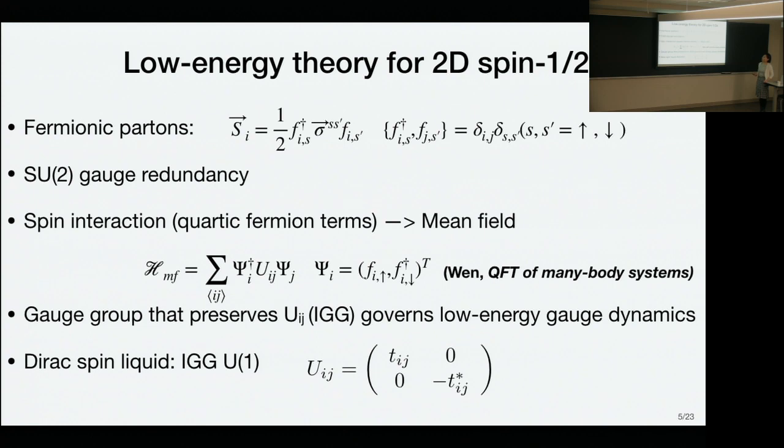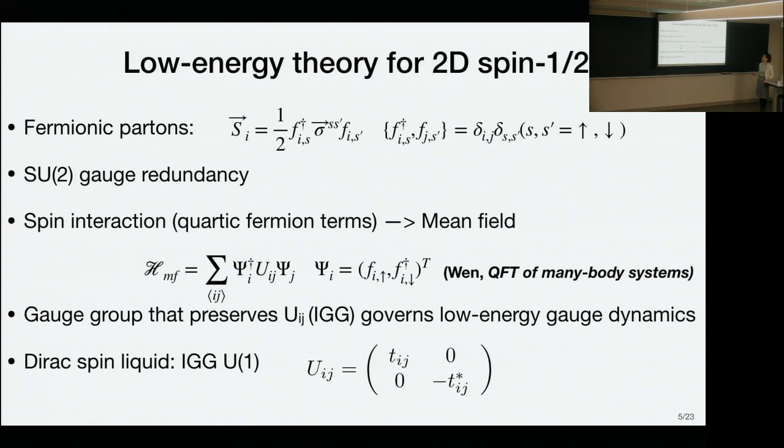So let's review the basics to study such exotic states. We fractionalize this physical spin operator as a bilinear of fermion operators, this F, which are called spinons. By virtue of this anti-commutation relation, we see that such rewriting preserves all the algebraic relations of the physical spin operator. And moreover, this introduces an SU2 gauge redundancy.